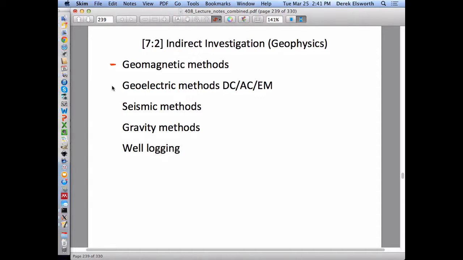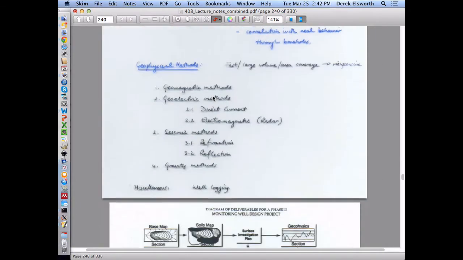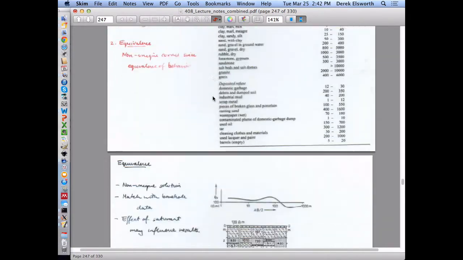Geoelectric methods we started talking about last time. We said that we only talked about DC methods so far. We haven't talked about alternating current or electromagnetic methods. But the basic idea was that we're trying to measure the electrical conductivity or electrical resistivity, the reciprocal of conductivity, of the subsurface. And if we know that garbage versus sand versus granite have different resistivities, we can then distinguish between those different media and be able to map between them.